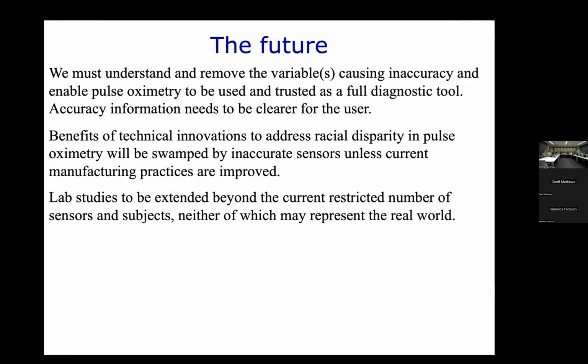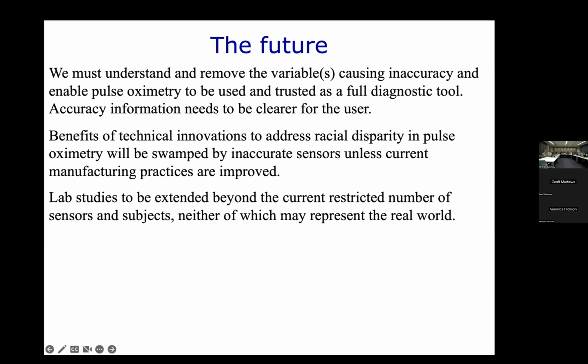I think we should extend lab studies beyond the small number of sensors and subjects at the moment, because that, as we've discussed over the last 1.5 days, doesn't really represent the real world. And if we're looking at testing systems in the lab, then the sensors should be tested at the extremes of the tolerances that the manufacturer is actually going to use in practice, and the specifications must be controlled to ensure that accuracy is maintained. And new standards should be applied retrospectively.